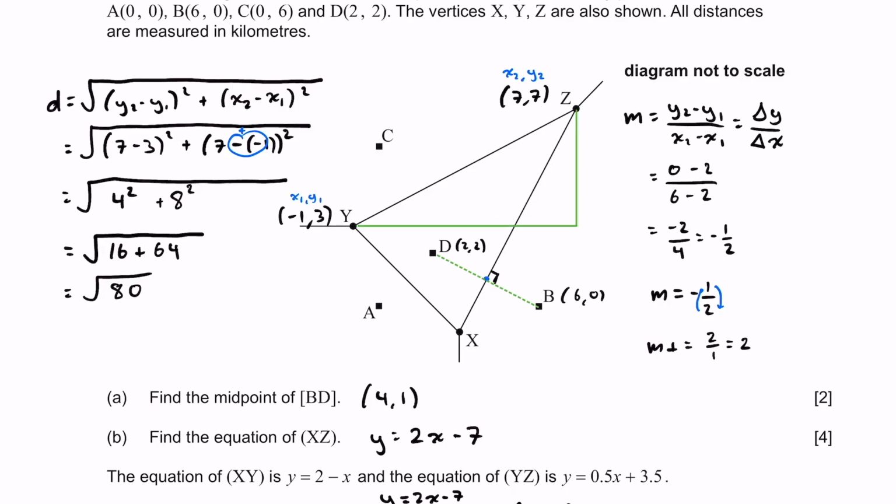So right angle triangle right here. We go from -1 all the way to 7. We travel a distance of 8. We go from 3 all the way to 7. We travel a distance of 4.